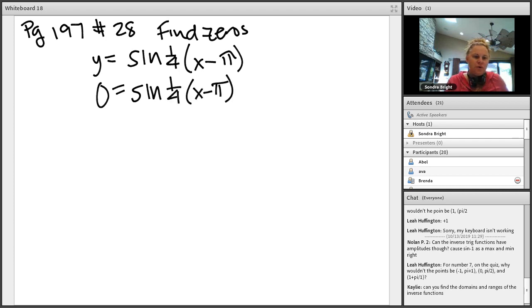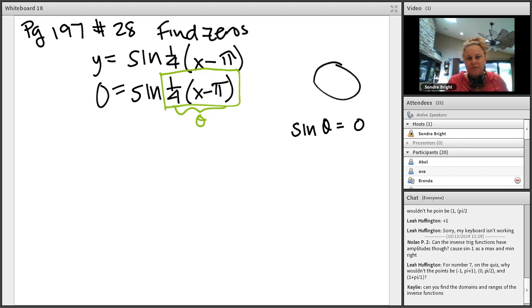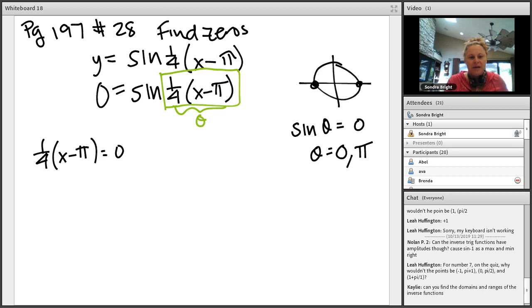So what you're looking for is, this is your angle, this is your theta, right? So when is sine of theta equal to 0? Well, here and here. So when theta equals 0 and pi, your sine will be 0. So you're going to just set that angle equal to 0, and then also set that angle equal to pi, and then we'll solve for x.